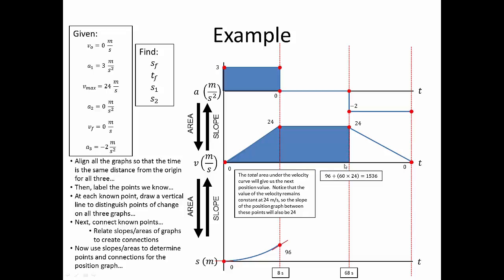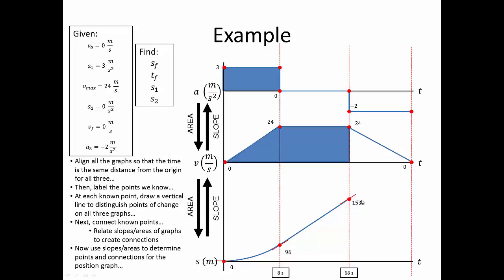So we have a time of 60, so a length of the rectangle here of 60, and a height of 24. So 96 plus 60 times 24 will give us 1536. So our position at the end of the constant velocity phase will be 1536. And we also know, as we described earlier, that the slope at that point will also be 24. Now we can go ahead and connect a straight line between those, knowing that the slope stays 24 from a position of 96 to a position of 1536.